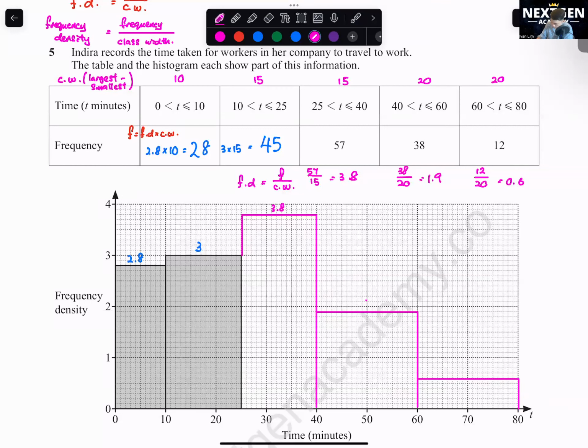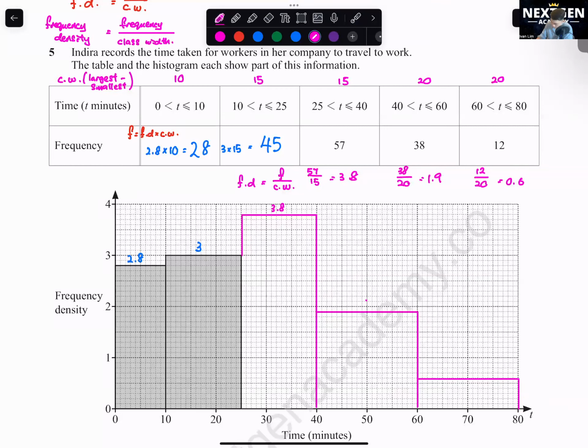Okay, 5 marks over here already. Any question for histogram? I know histogram sometimes can get a bit confusing because of the formula, but always derive from FD equals F over CW. Learn how to understand those terms, then you can just move around the values to find whatever they want you to find.